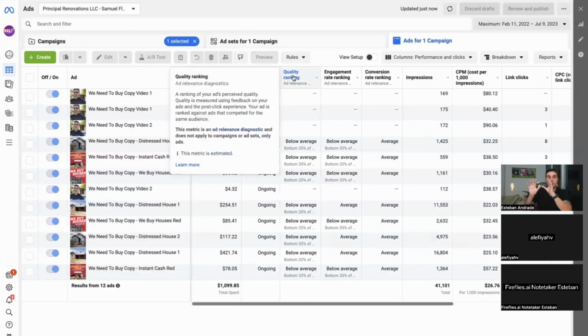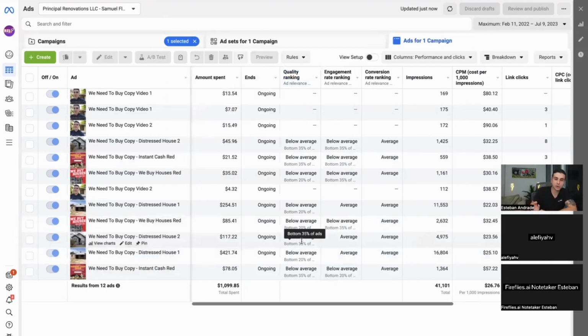So for example, in Facebook terms, it is an estimated ranking of your ad's perceived quality, just perception, compared to the rest of the ads that you're actually running, or ads that are similar within that same niche. And it is done by internal algorithms that have feedback loops, and ultimately it is giving you a little bit of an estimate, right? But this is nothing too big to worry about, really. Let's take a look at engagement rate ranking.